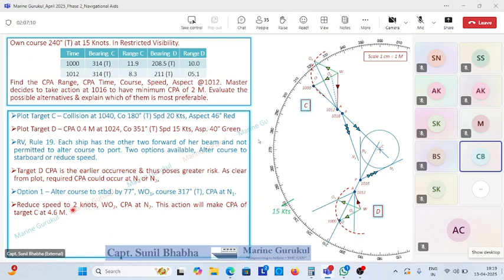So if we reduce the own ship speed to 2 knots, WO2 will be the own ship vector, O2A will be the relative line of approach, effective at 1016, that is at point Papa. This will take the target to Papa November 2 line of approach. CPA would occur at November 2 and it will be 2 nautical miles.